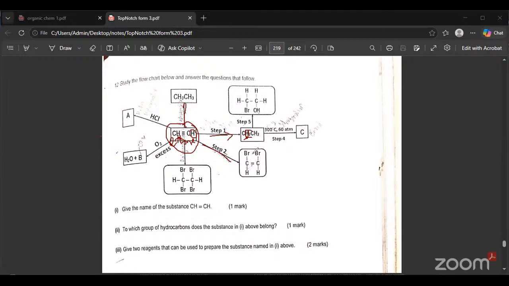Halogenation. Huh? How many hydrogens were here? 1. Na hapa ikabaki nini? 1. Hapa ilikuwa 1 na ikabaki 1. What has been added? Ni hizi. Halogen. So hiyo ni process. Halogenation. Step 2 ni exact. That is how you do this one.